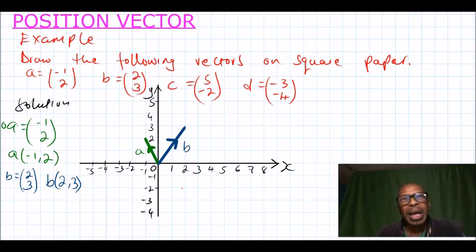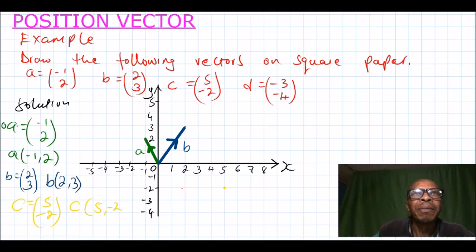Here we go to C. Now, when it comes to C, we identify C. C is equal to (5, -2). It means that position C is (5, -2). So we come here, identify 5 and -2. That is the point. We join that vector. We put the direction, and it means that this is our position vector C.